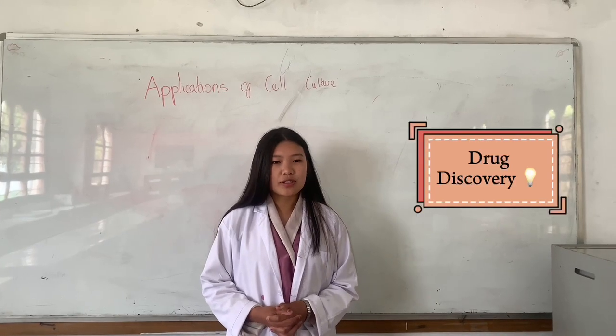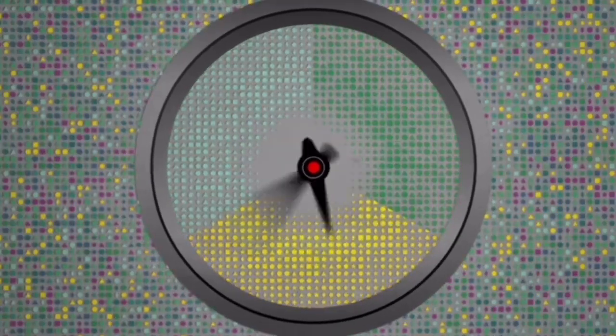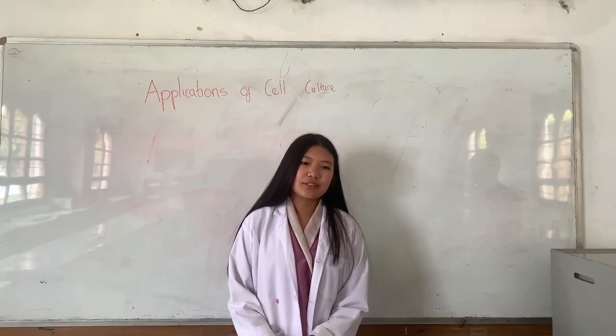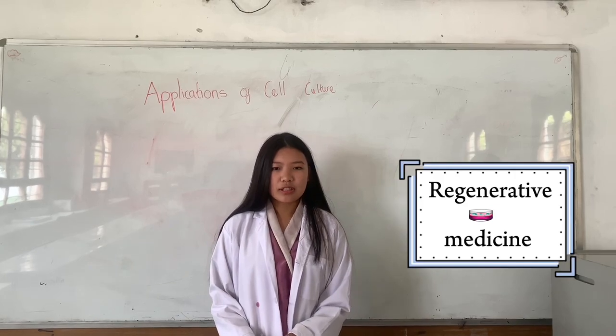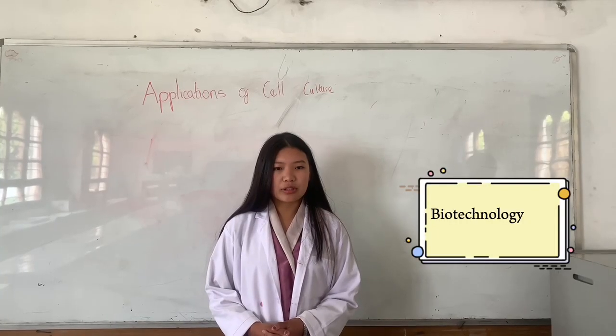Second, we have drug discovery. Cell cultures are used to screen and identify potential drug candidates, speeding up the process of drug development. Third, we have regenerative medicine. Cell culture is crucial in tissue engineering and organ transplantation. Fourth, we have biotechnology. Cell culture is used to produce proteins, vaccines, and antibodies for improving healthcare.